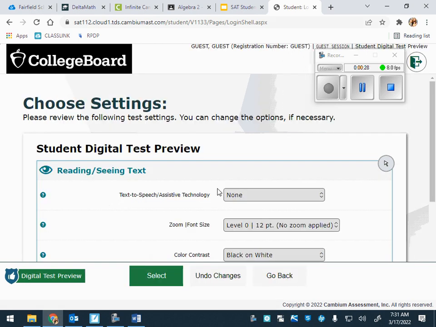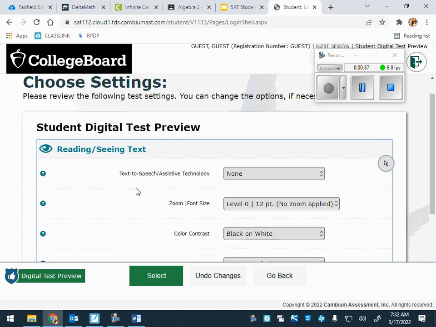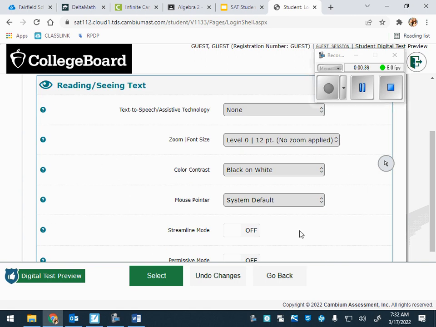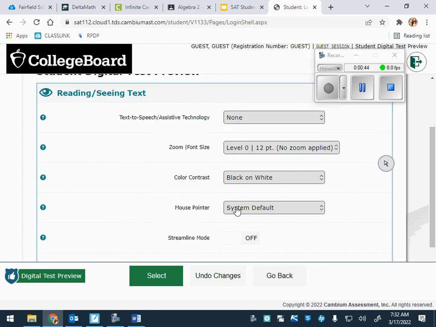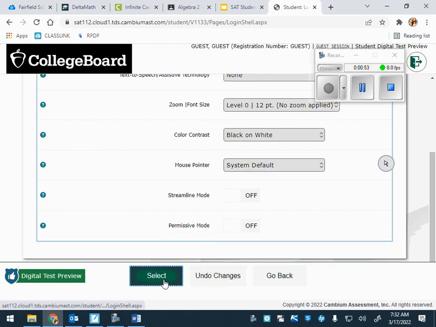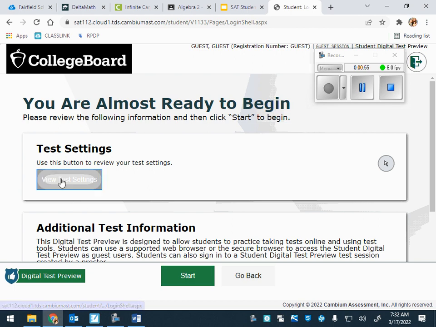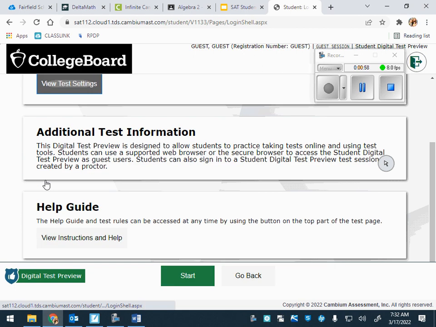Okay, some of you have been through this or seen this already. This is just to reiterate the importance of going through each of these pages. So reading and seeing, you could do accommodations for your screen here. Okay, you could change a few things. The mouse pointer you could adjust, black and white. The zoom, if you want to zoom even more, you can. I'm just going to click select. Then you could view the test settings again if you wanted to, but I'm just going to start, okay?